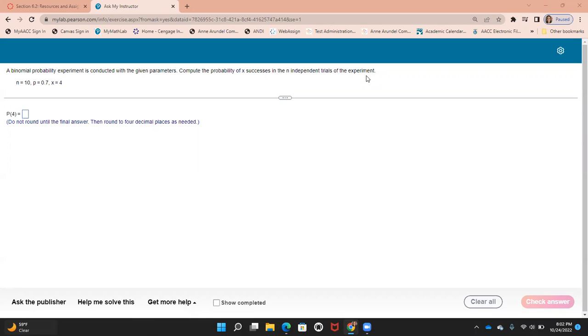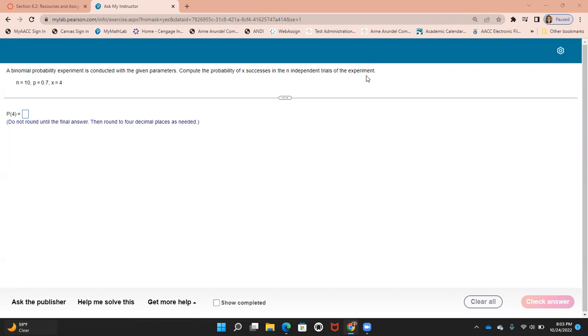a binomial probability experiment is conducted with the given parameters. Compute the probability of X successes in the N independent trials of the experiment. And then it says N equals 10, P equals 0.7, and X equals 4.